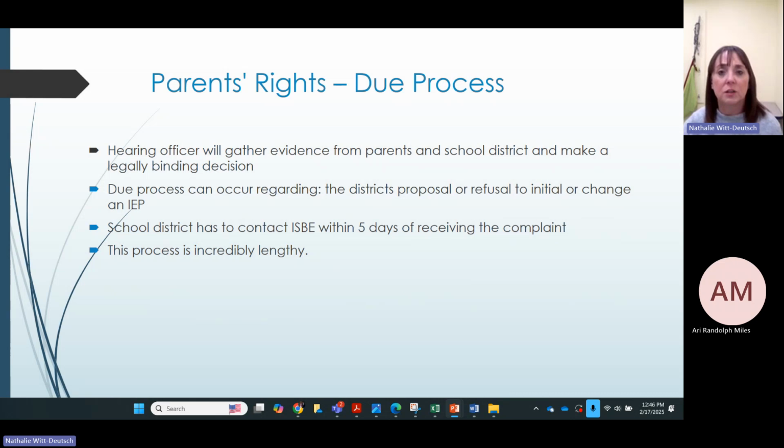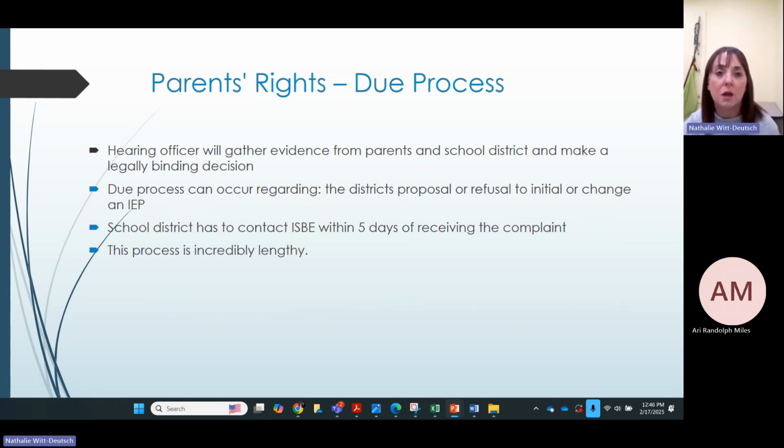This can occur regarding the district's proposal or refusal to initiate, to make an initial or change of an IEP. You can call it due process if you don't agree about the school placement or the services that are offered. There's many reasons. They try to see if they can resolve the complaint first and go through mediation before you go to a due process.